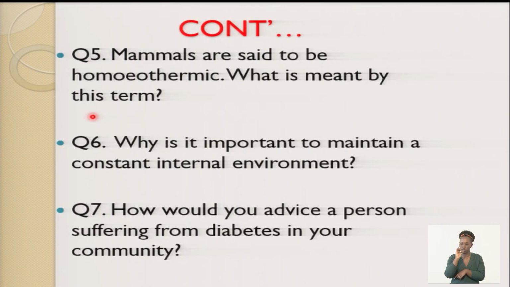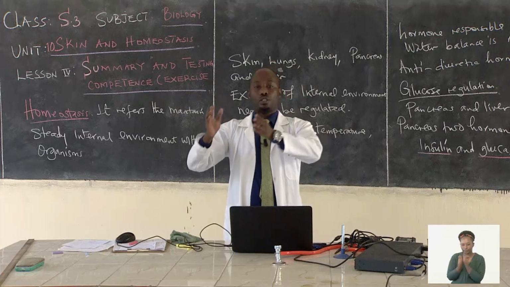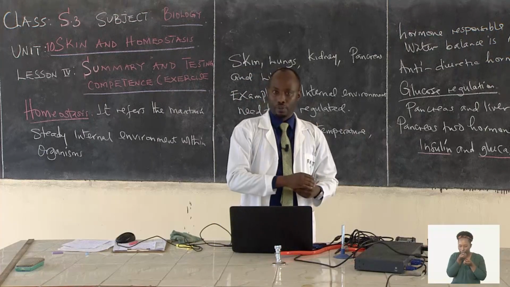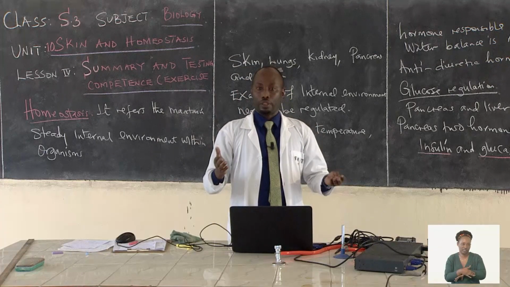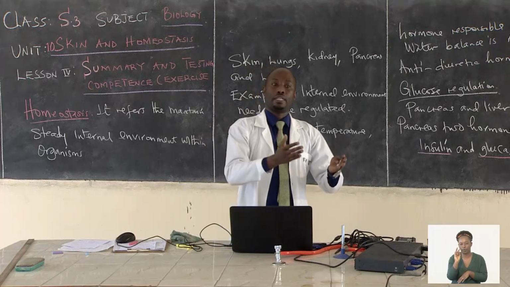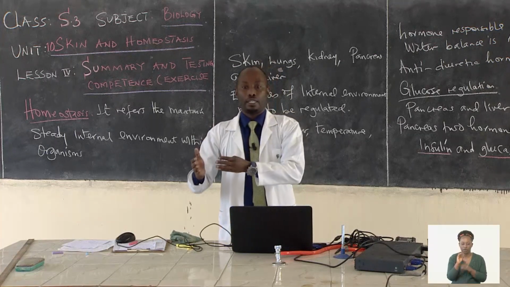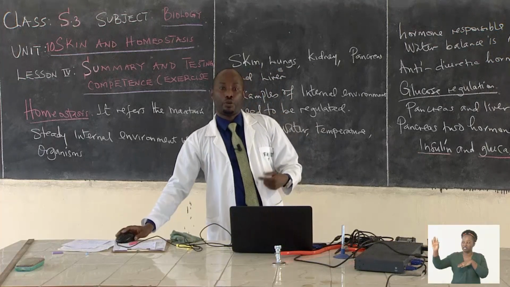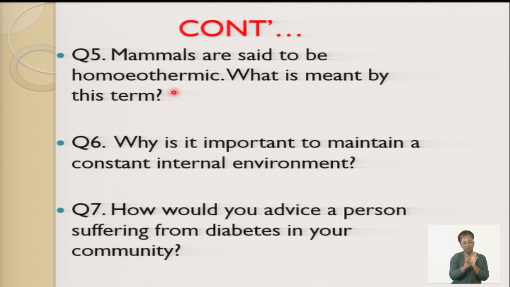We go to mammals are said to be homothermic. What is meant by this term? The word homothermic means these are organisms that maintain a constant body temperature regardless of external influence. Examples are humans and birds. These are examples of homothermic organisms.